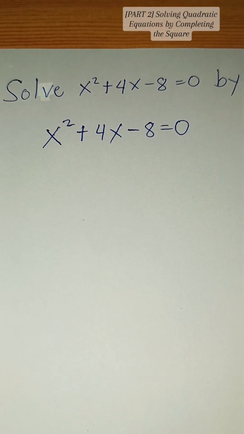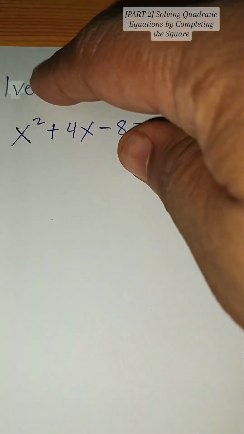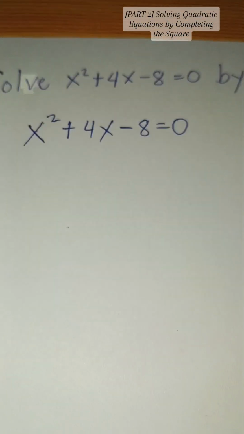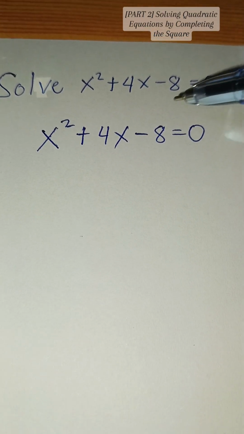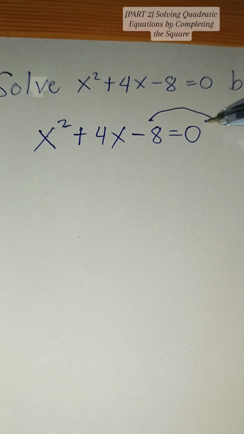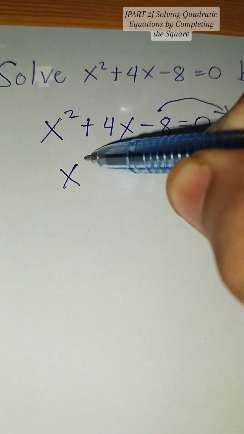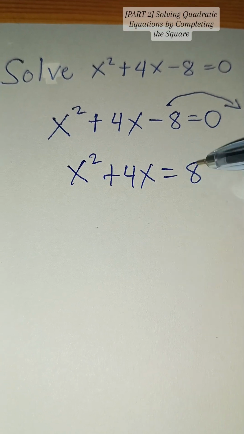Solve x squared plus 4x minus 8 equals 0 by completing the square. So this is x squared plus 4x minus 8 equals 0. The first thing to do is transpose the constant, which is negative 8, to the right. So we have x squared plus 4x equals 8.